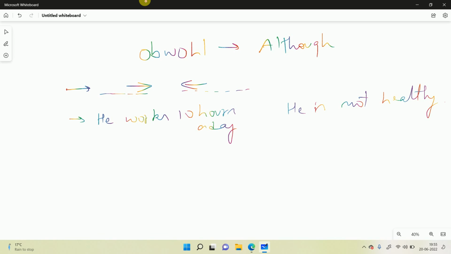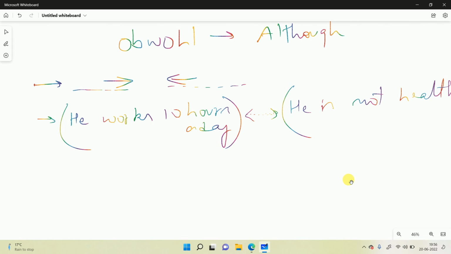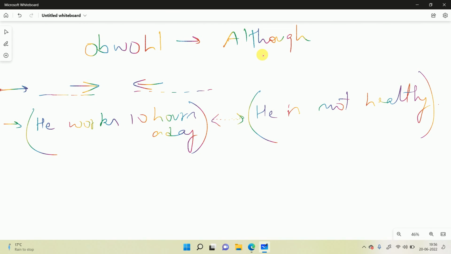So friends, you are able to understand. He works 10 hours a day. He is not healthy. Now, individually both sentences are perfectly fine. They are absolutely right. But if we were to connect them, and theoretically if we see, these two sentences are not in agreement with each other. It seems like something is wrong. So in such cases we will be using obwohl or although.